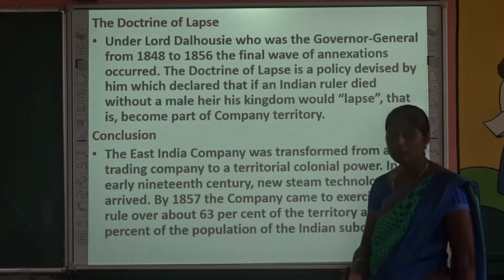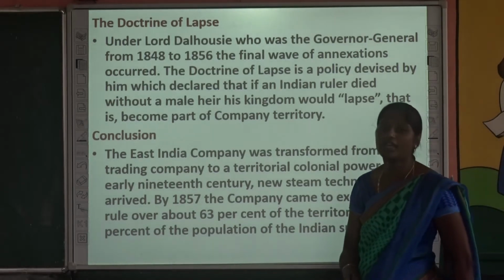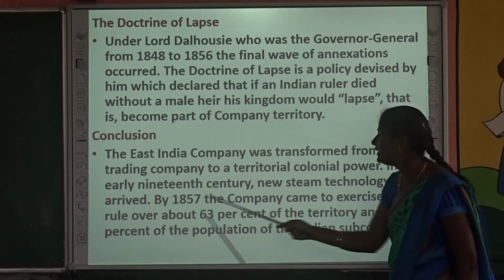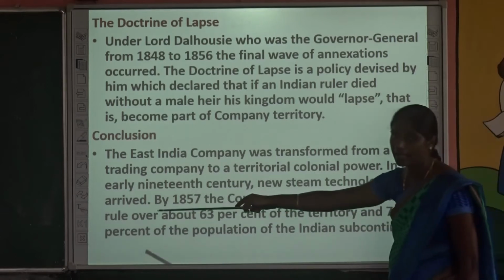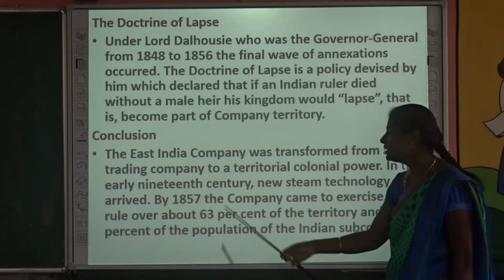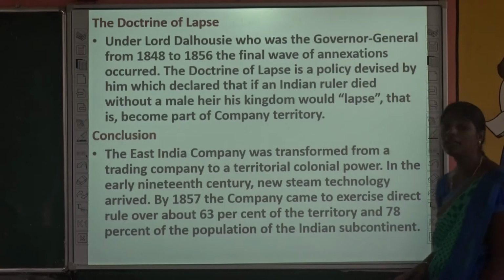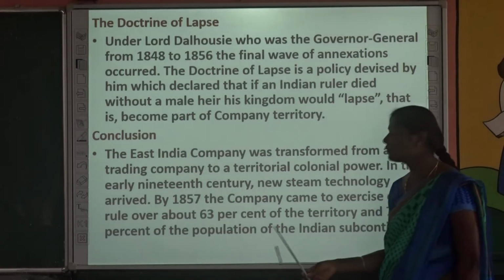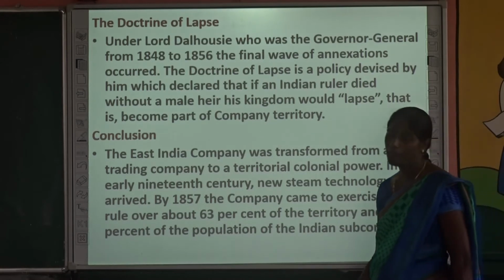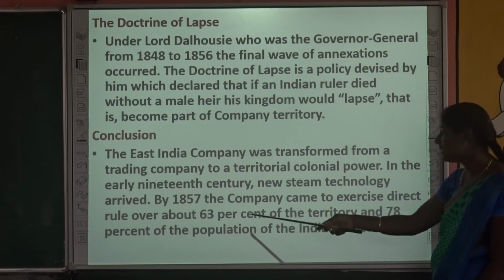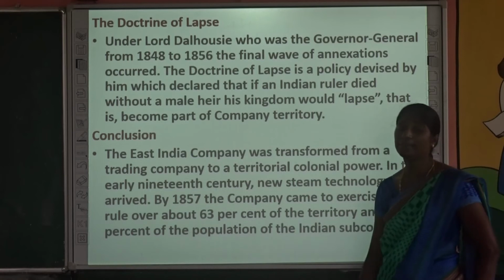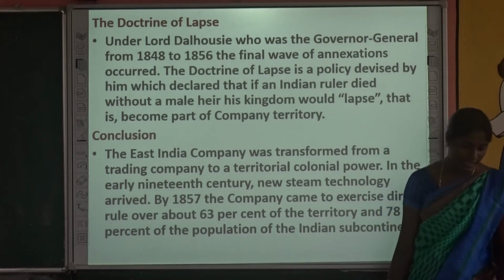So thus they came to India as traders and established their power and captured many territories of India. In the early 19th century, new steam technology arrived. By 1857, the company came to exercise direct rule over 63% of the territory. So the company captured 63% of the territory in India and they ruled 78% of the population.